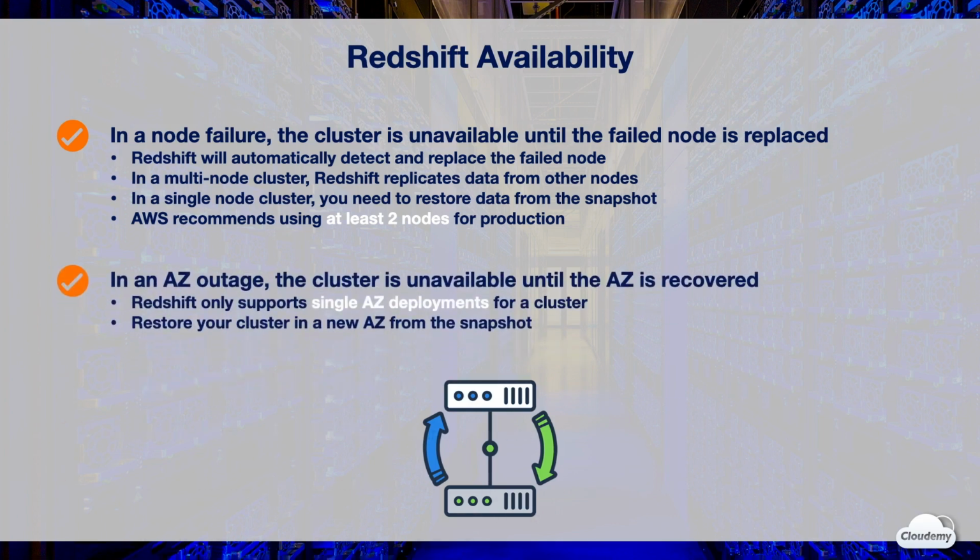Redshift only supports single AZ deployments for a cluster, which means all your nodes in the cluster are deployed in one availability zone. If the entire availability zone of your Redshift cluster becomes unavailable, you won't be able to use your cluster until the AZ is recovered. To quickly recover from an AZ outage, you can restore your Redshift cluster in a new AZ from the snapshot.